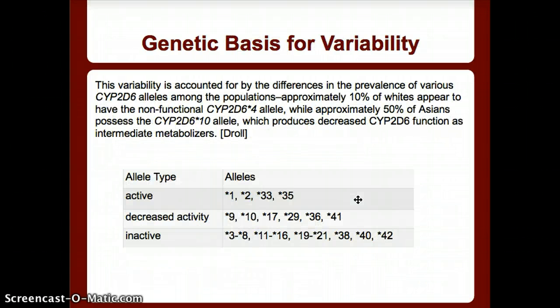The genetic basis for this variability is accounted for by the differences in allele frequency among the population. So approximately 10% of whites tend to have the completely non-functional *4 variant, whereas about 50% of Asians have the *10 variant, which results in decreased activity, but still some activity. So it would be intermediate metabolizers.